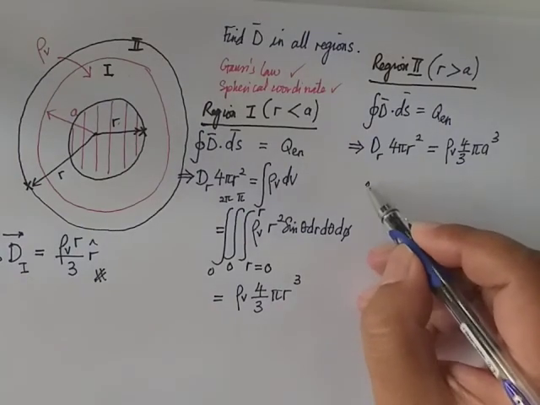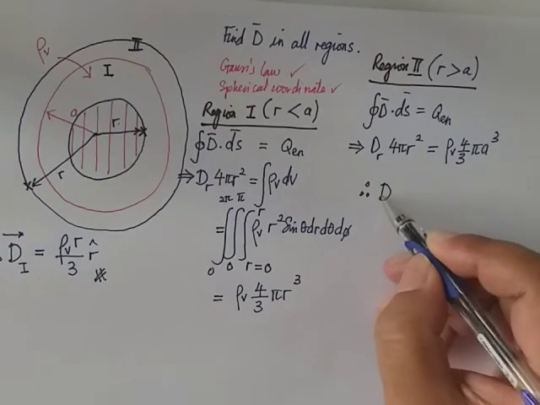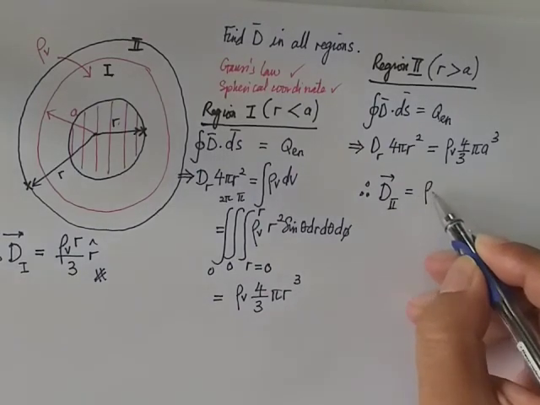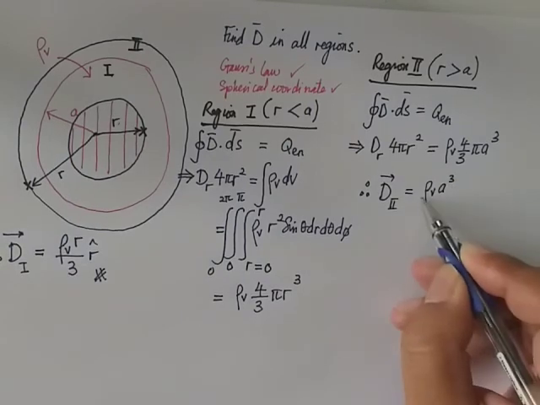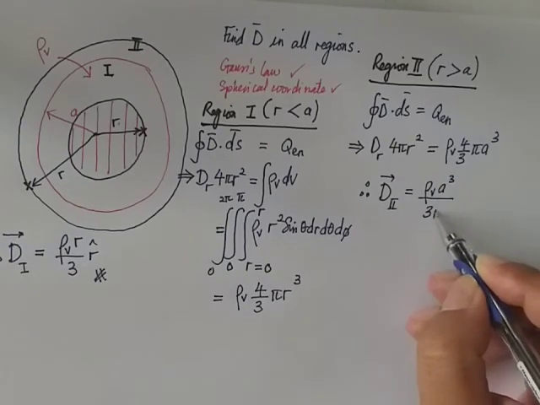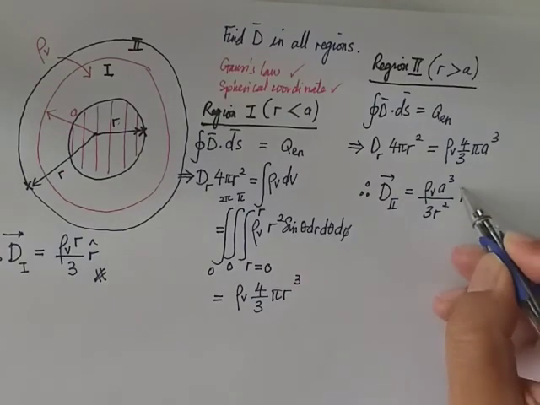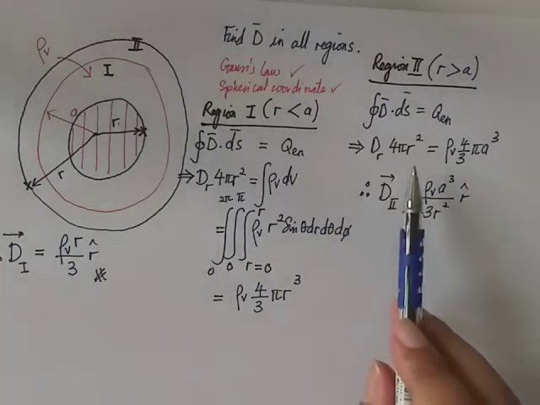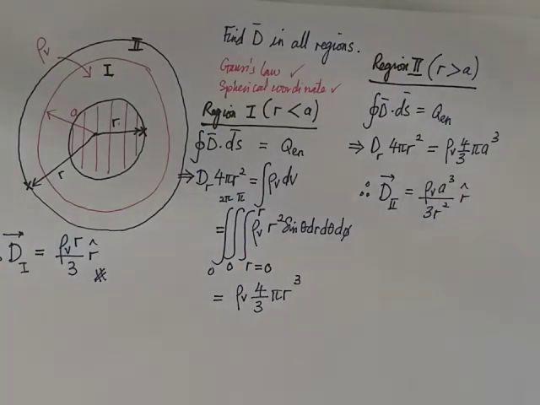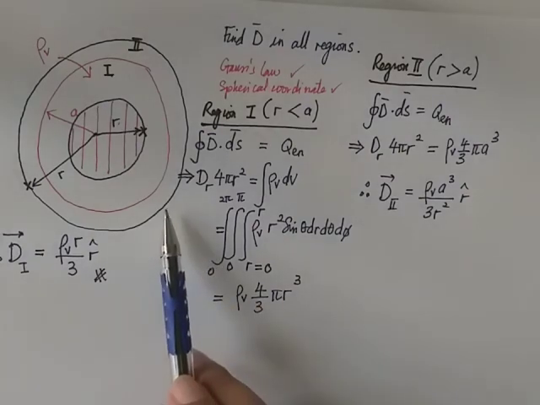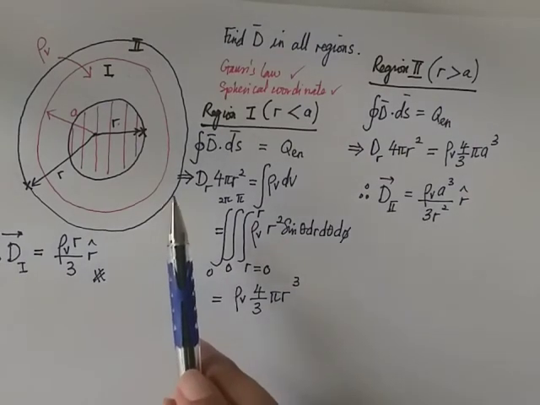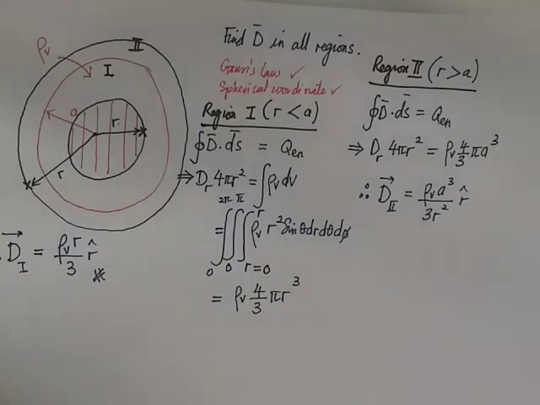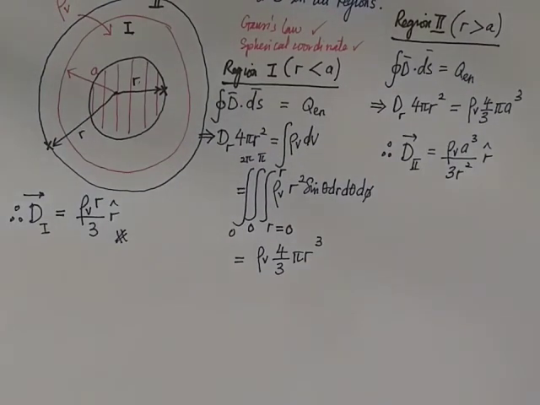And then finally, what you can see for D region number 2 vector should be equal to rho_v a cubed over 3 r squared, in the r direction. Because the 4 pi you can cancel with the 4 pi, but I cannot cancel the r with the a. They are different values, because the r is the radius of the Gaussian, and the a is the radius of the volume charge. So let's finalize our solution by plotting the field distribution.